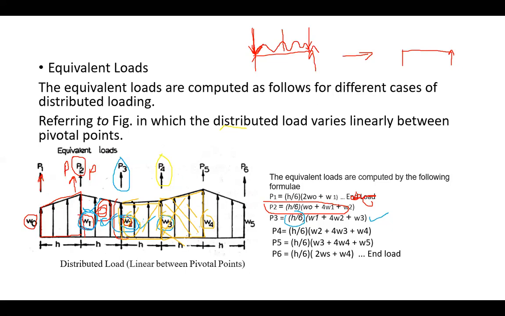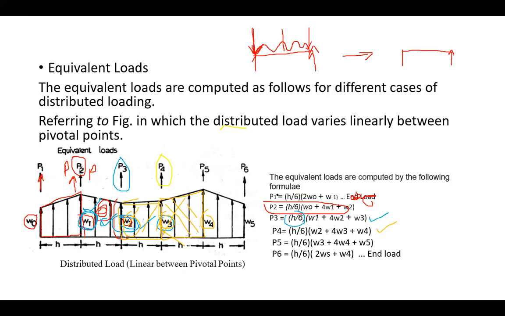Therefore P4 is equal to, H is nothing but the distance between the interval of taking the ordinates. So P4 is equal to H/6 into W2, the first ordinate, plus 4 times W middle ordinate, plus the last ordinate. That is the formula, you just remember this formula.